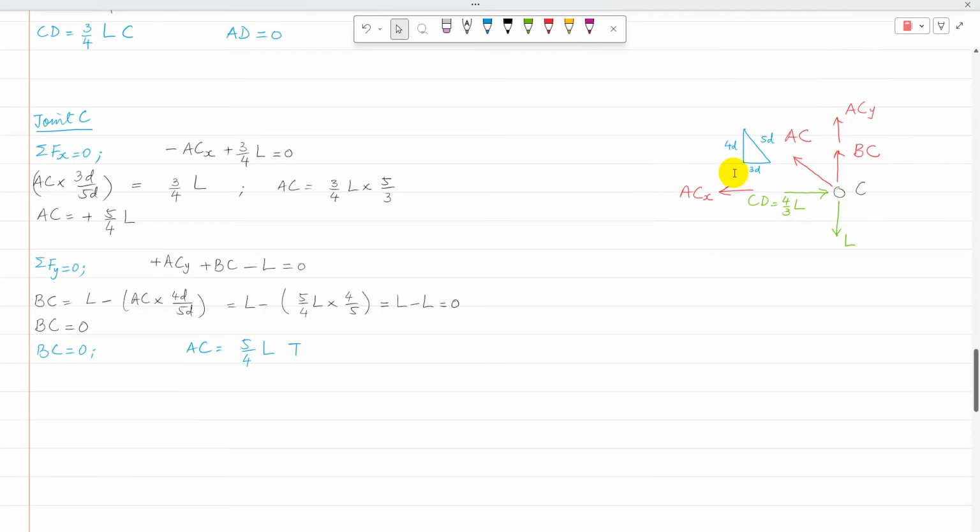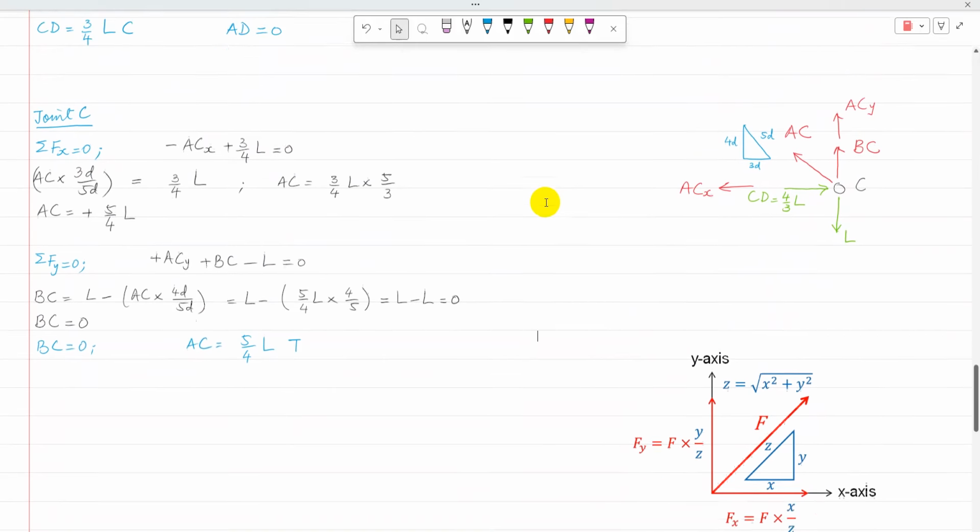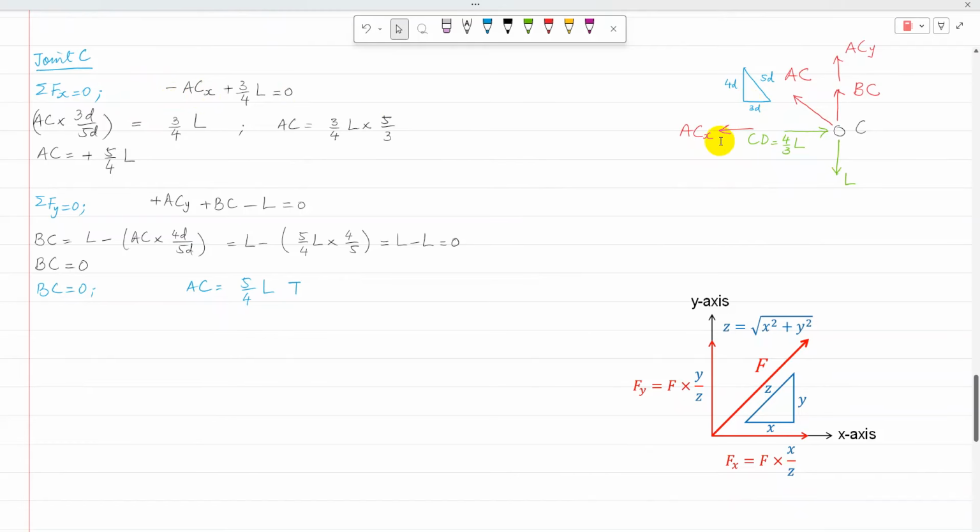So first I'll apply sigma Fx equal to 0. So applying sigma Fx equal to 0, say AC is negative and CD is positive. So now ACX plus 3 over 4L is equal to 0. And ACX is AC times the horizontal side of the triangle divided by the diagonal. So AC times 3D over 5D, and that is equal to 3L. So AC is computed as plus 5 over 4L.